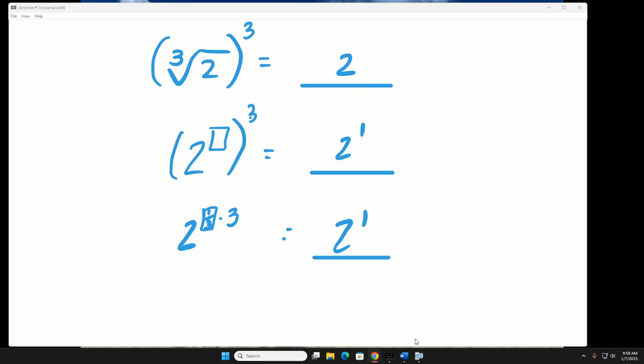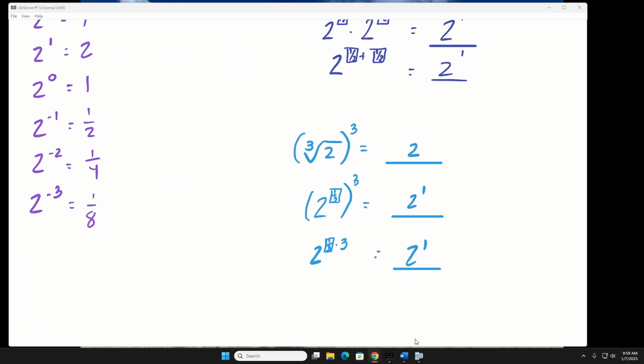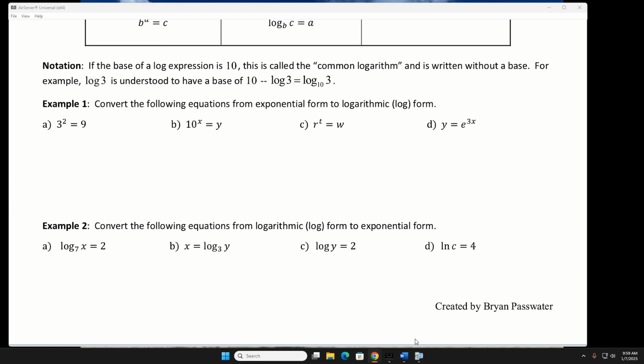So I know you've learned that, but I don't think you remember it. And you might not remember it even after I show you why it's true. But it does help sometimes to know why 2 to the 0 is 1, and why 2 to the 1/2 means the square root. So hopefully you'll remember, because it's going to come up a lot. Okay, so let's go back to the notes.